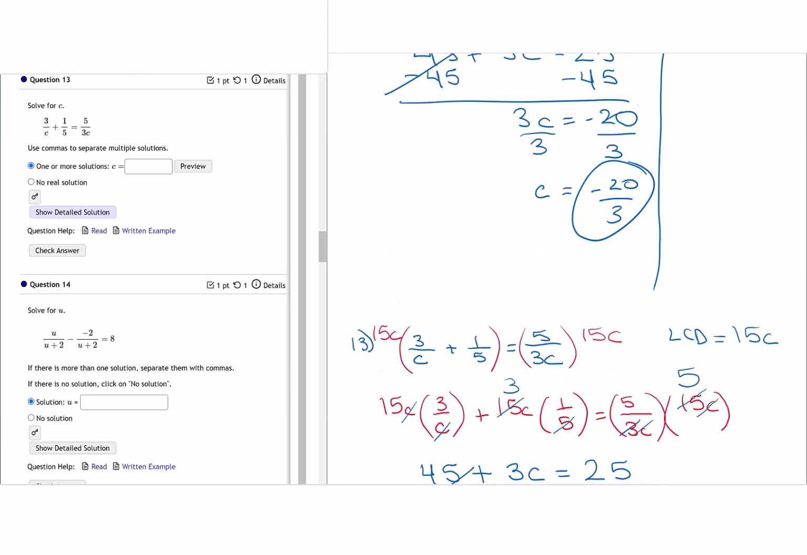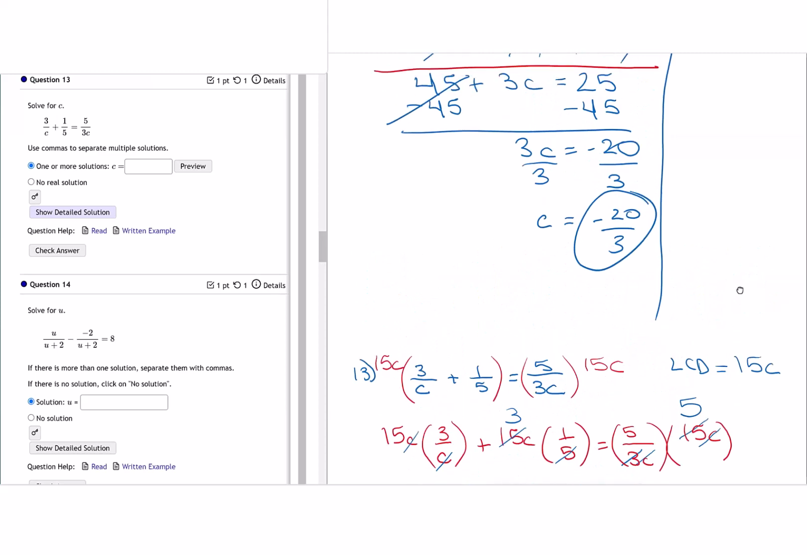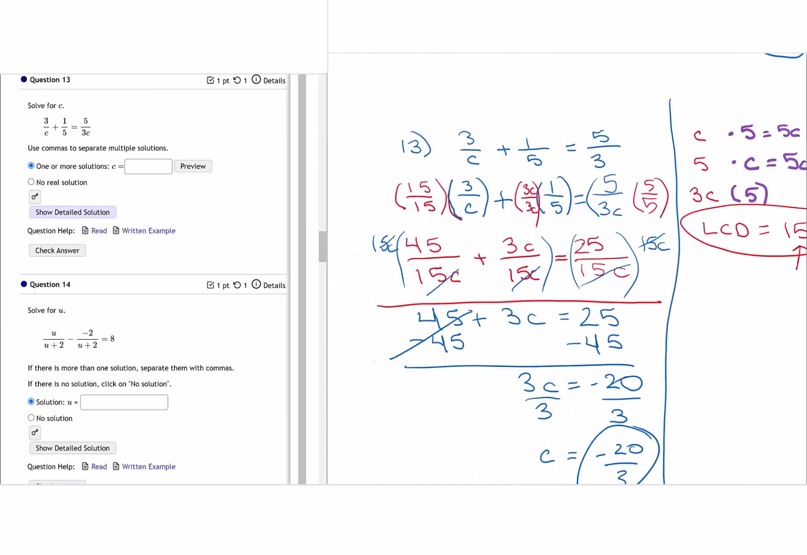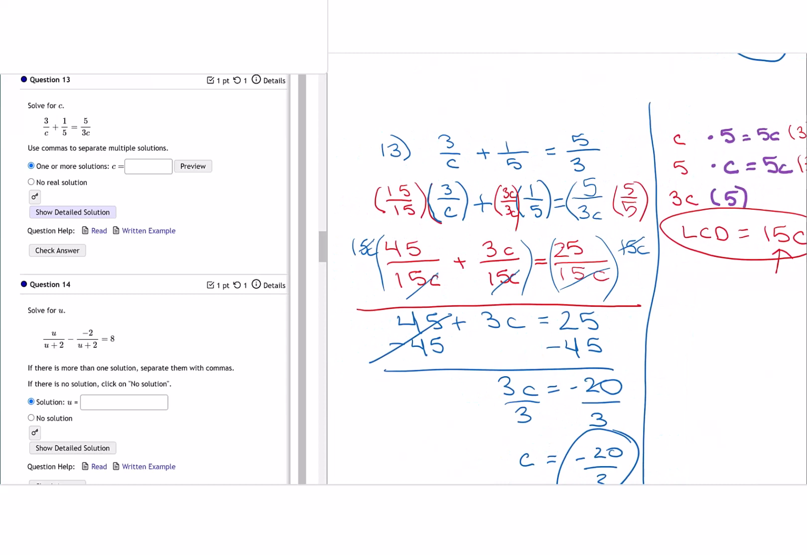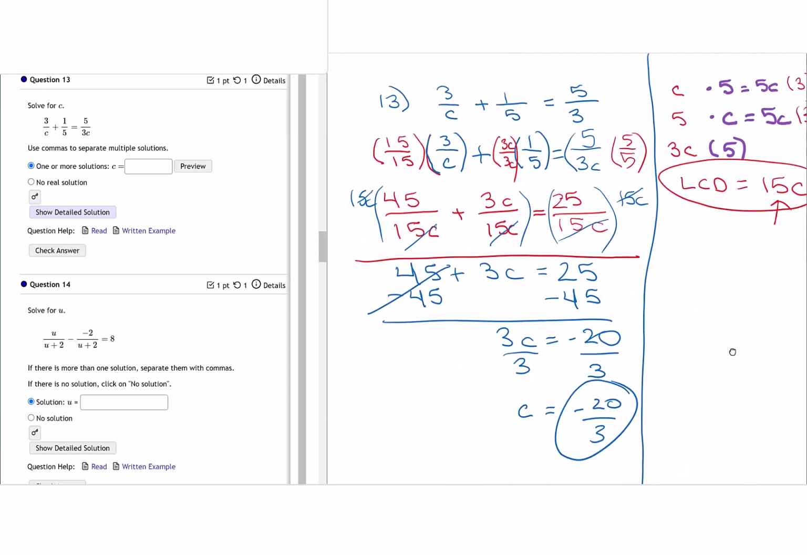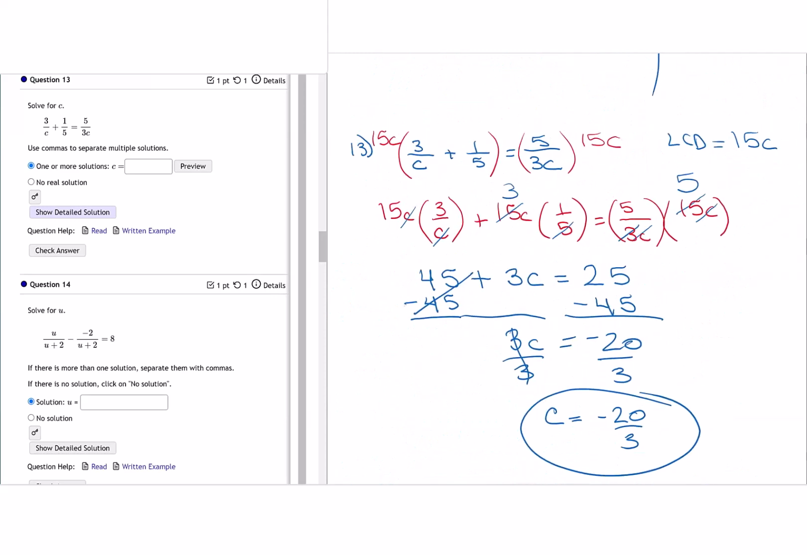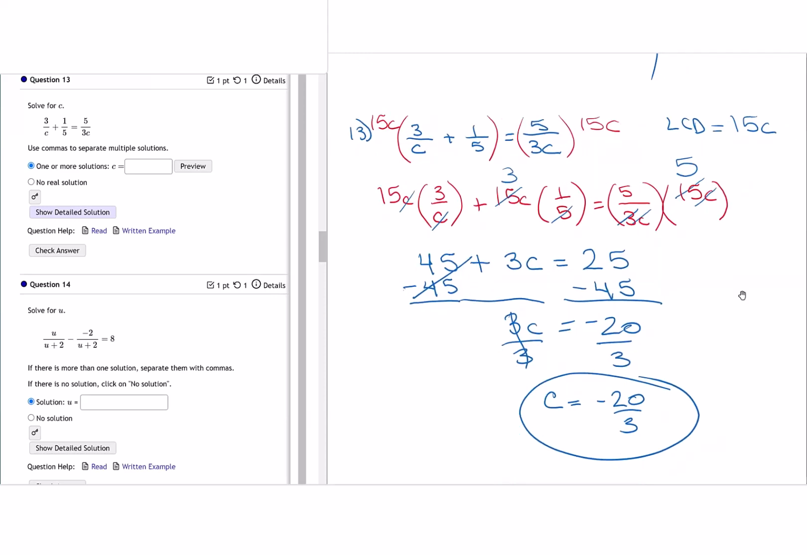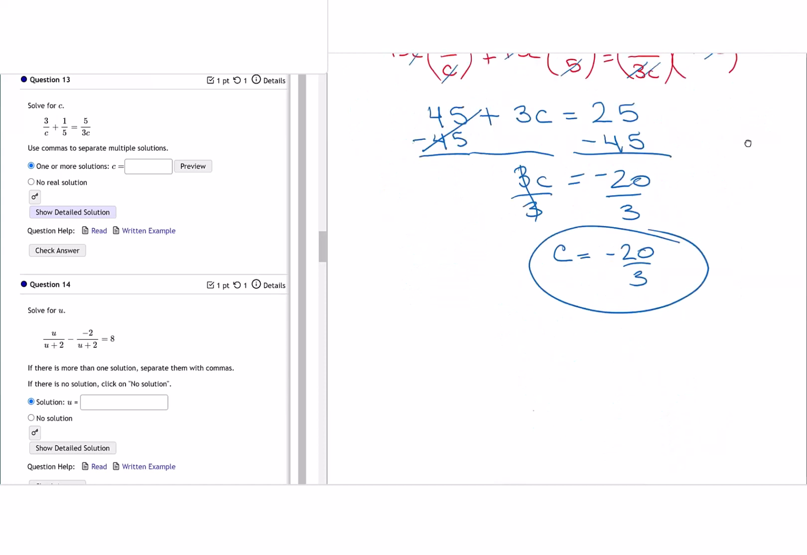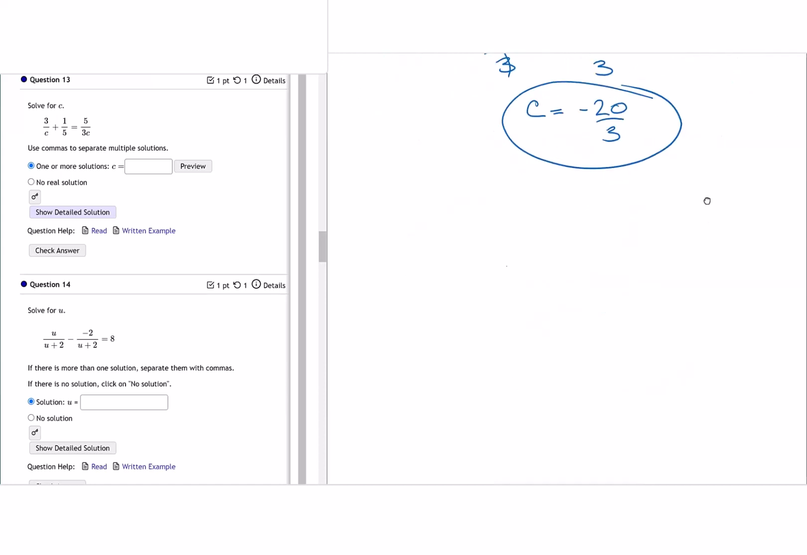Let's look at the other one. It took a lot longer for us to get there. But either one is fine, whichever way you like. I'm going to do the second way. For me, it's a little simpler. And hopefully it'll be simpler for you as you see it a few more times.